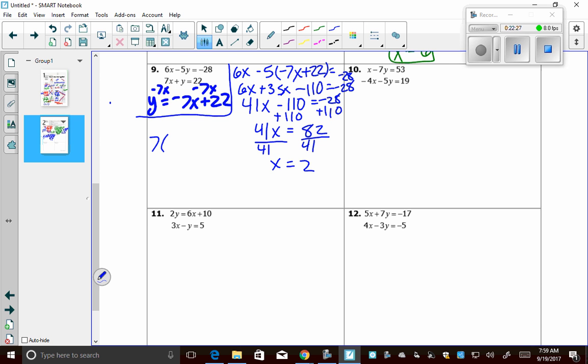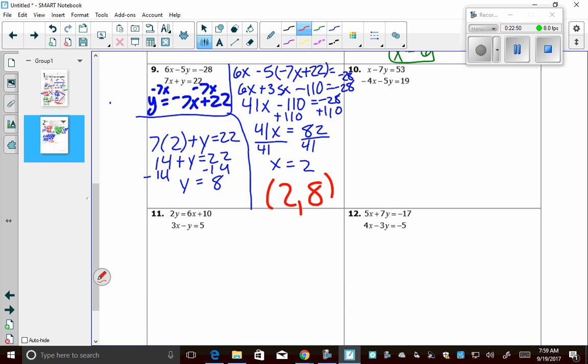Plug it in, you get 7 times 2 plus y is equal to 22. 7 times 2 is 14 plus y is equal to 22. Subtract 14 and you get y is equal to 8. So your final answer is 2, 8.